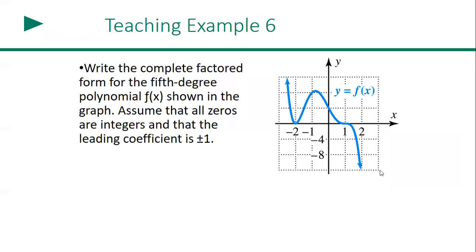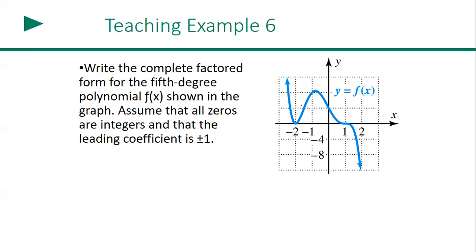Okay. So we're going to do some examples here. It says write the complete factored form for the 5th degree polynomial shown in the graph. Assume that all zeros are integers and that the leading coefficient is +1 or -1. Okay. To determine your leading coefficient, you're looking at your end behavior. Okay. So if I end negatively, then my leading coefficient is negative. If I end positively, then my leading coefficient is positive. Does that make sense?